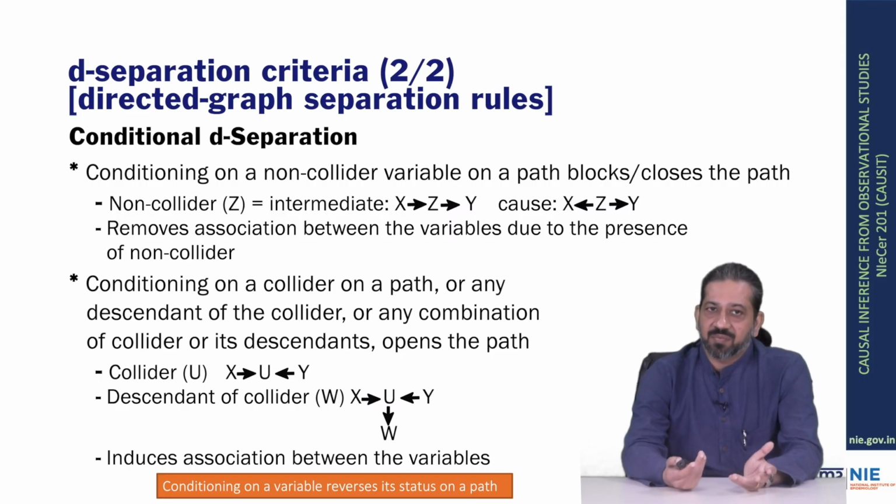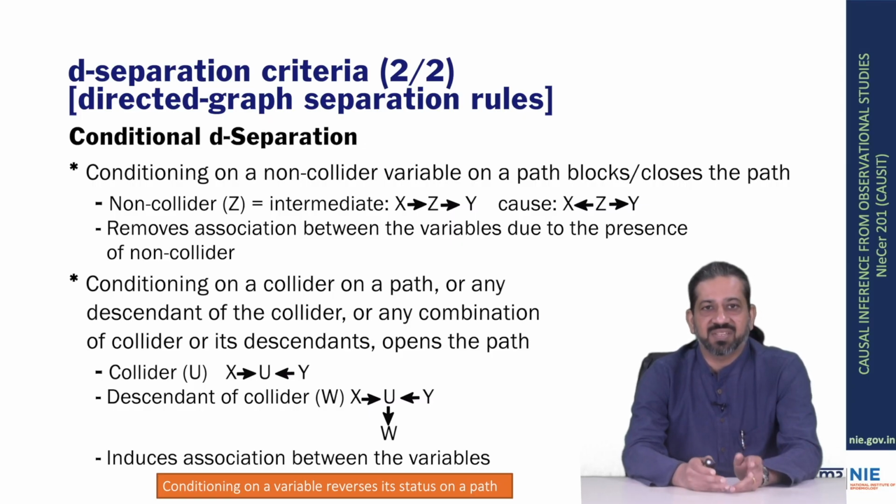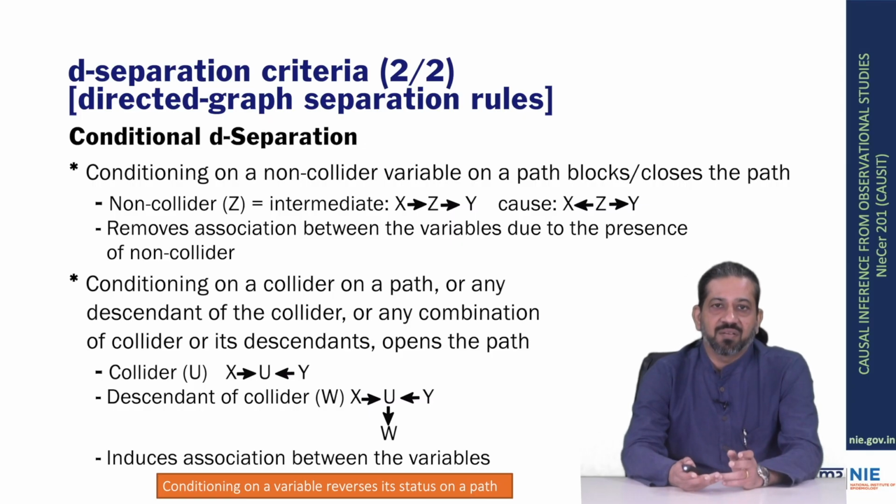A non-collider variable, for example here, could be an intermediate variable. So here Z is an intermediate between X and Y because the effect of X on Y happens through Z. We have an arrow going from X to Z and Z to Y. Or there could be a condition where Z could be a cause of both of these variables. Z leads to X and Z also leads to Y. So now if we condition on this Z, we would be removing any association between X and Y. So conditioning on a non-collider will block that path, removing the association between X and Y.